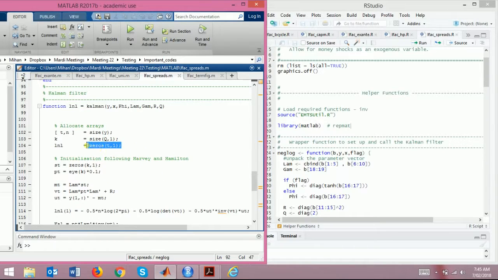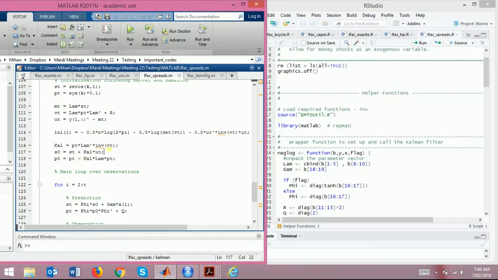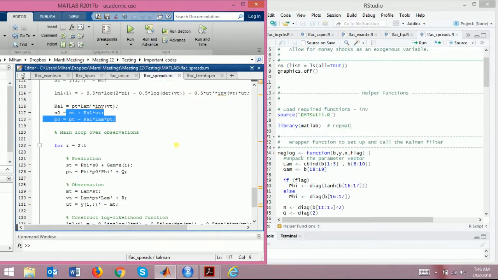Just like before, no change. We start doing the Kalman algorithm. Zeros, then diffuse prior 0.1, then mu1 is 0, V1 is 0, as we have done before. The prediction error, the log likelihood function, multivariate, so with n. Then the Kalman gain equation, kappa. With kappa we have S11 and P11 updated.